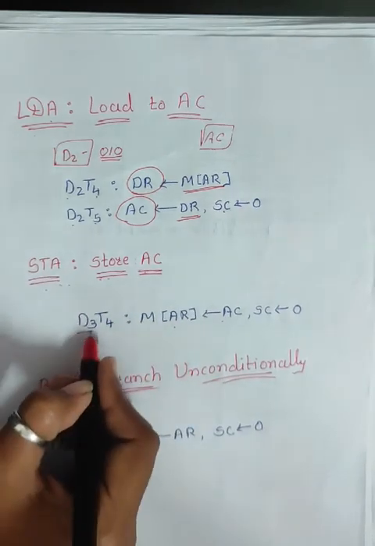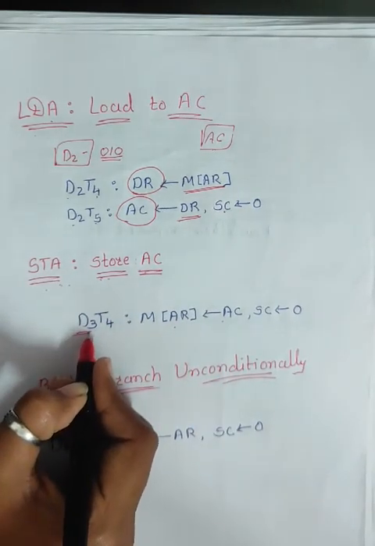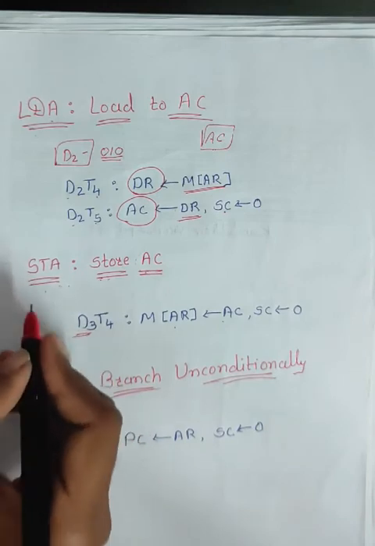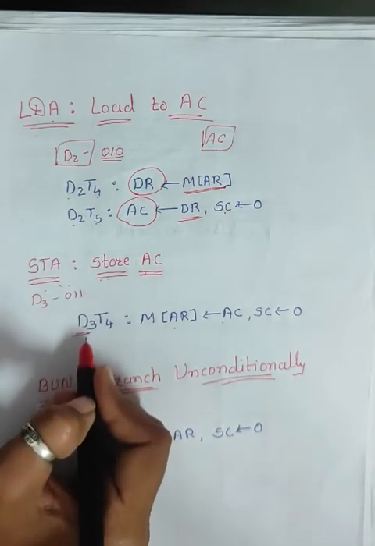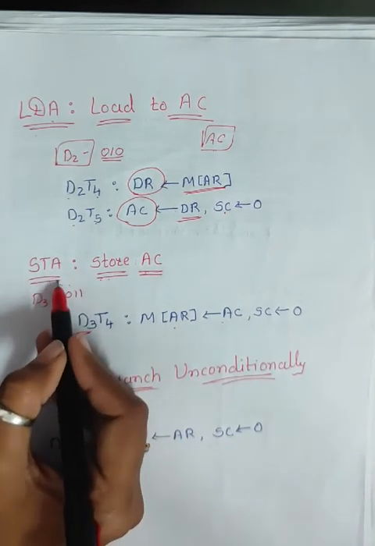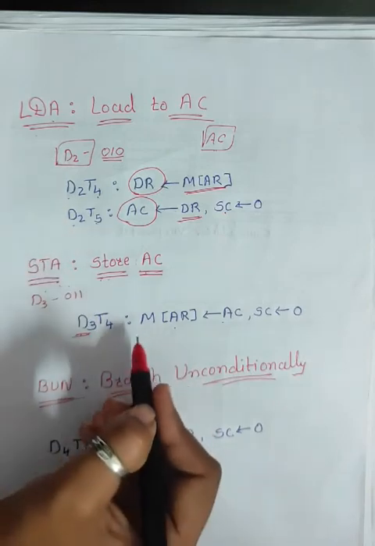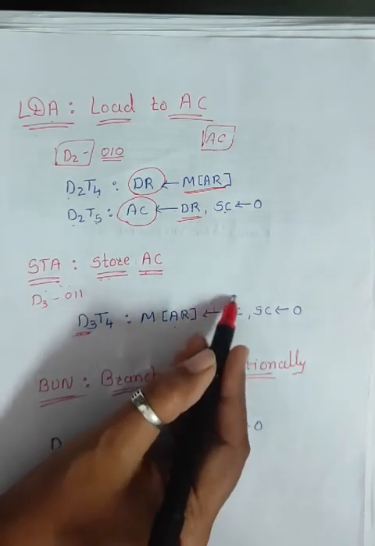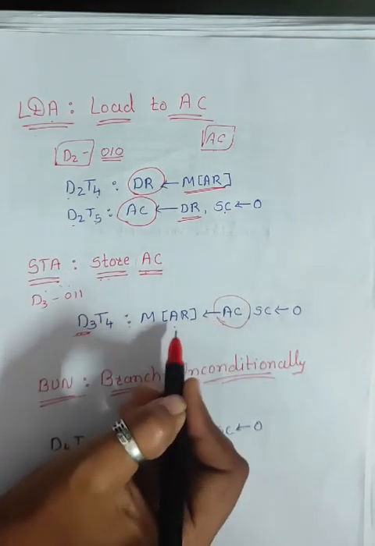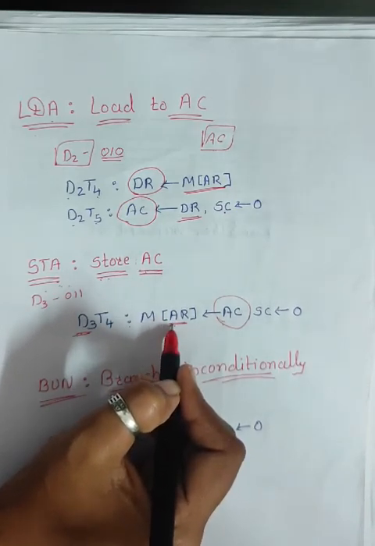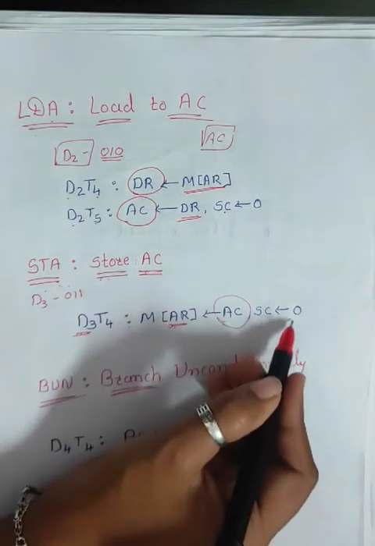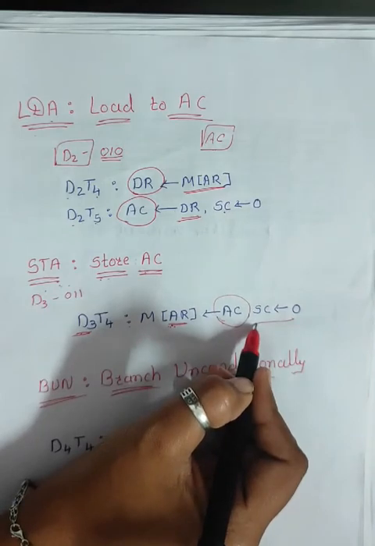So D3 is a signal, and D3 represents 0, 1, 1, and that is my opcode for the STA operation. That means at that time the data available in the accumulator will be stored at the address given by the address register. That address is known as the effective address. So at that memory the data is stored, and again the sequence counter is 0. I hope you understood this.